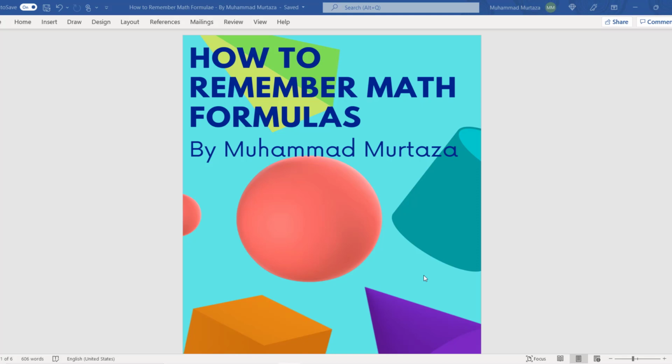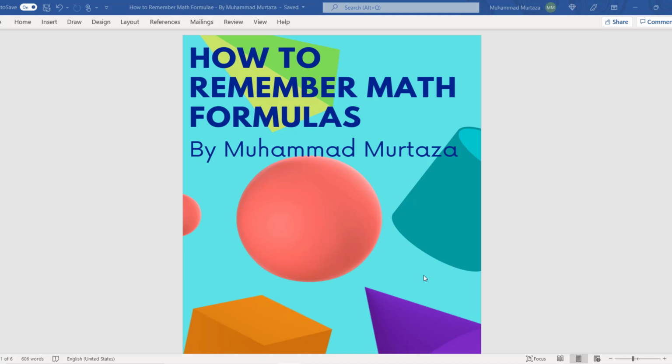In my booklet, I have given nets of shapes, and I have shown you why a specific formula is applicable there. Finding the net or making the net of a specific 3D figure will help you in deriving its formula.